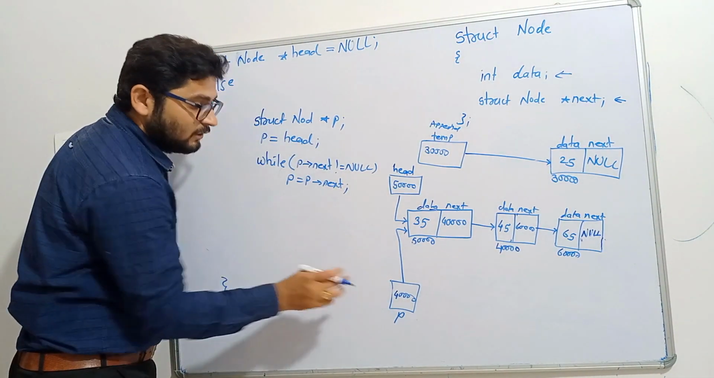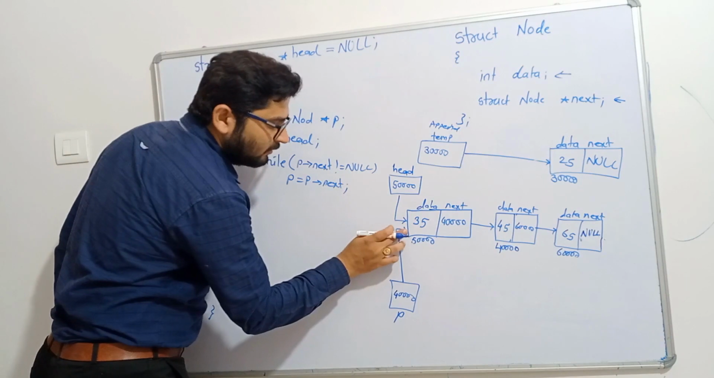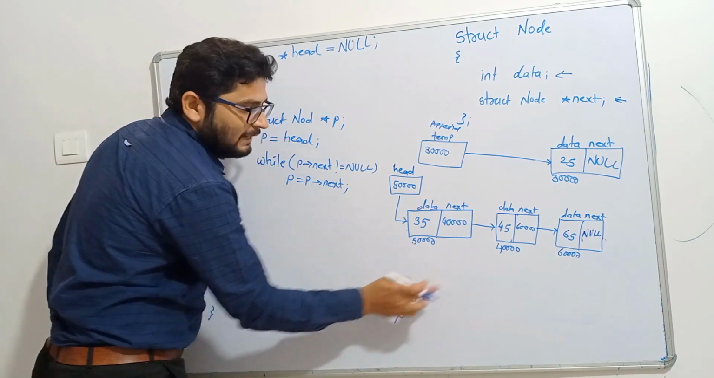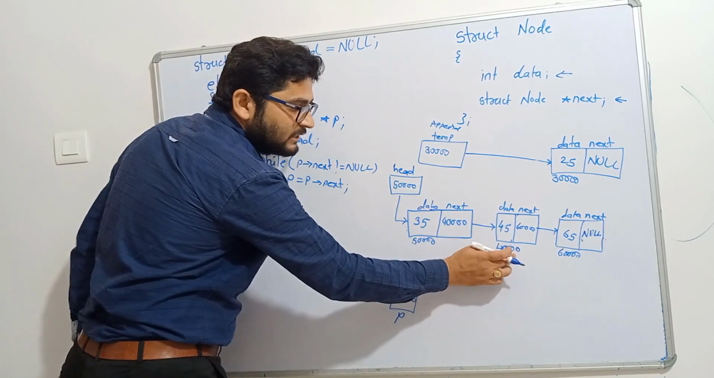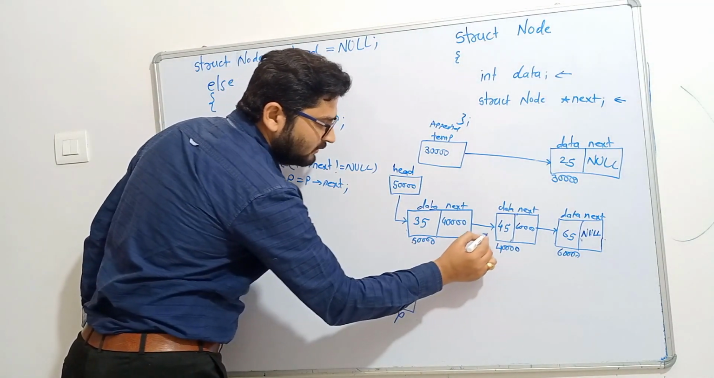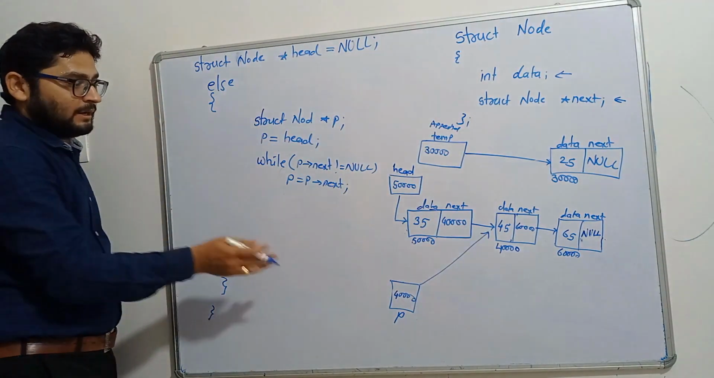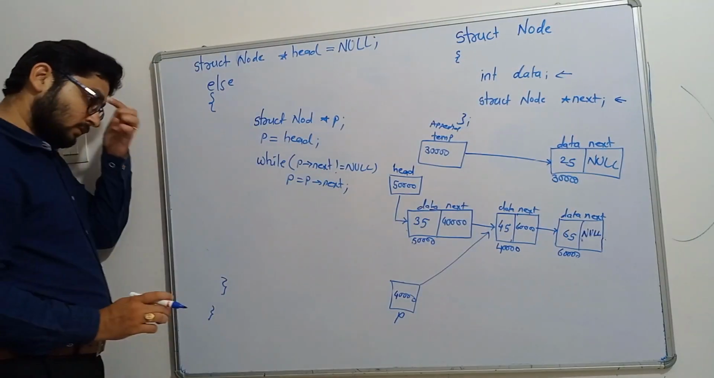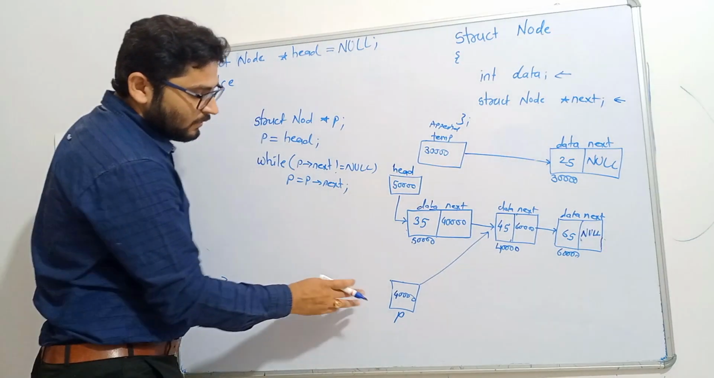That means now P is pointing to this node. Why? Because P is storing 40,000 and the address of this node is 40,000. That means P is pointing to this node now. Earlier P was pointing to this node, and now P is pointing to this node.